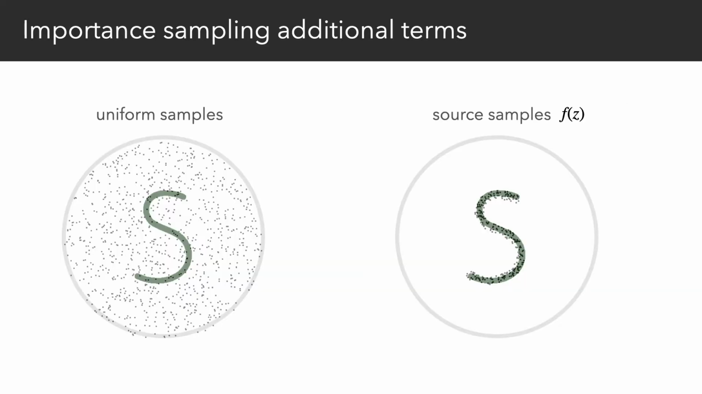So we chose to importance sample the Green's function since it has a large impact on the integrand, but we can actually importance sample any function that we choose. For instance, we could have chosen to instead importance sample the source term itself.